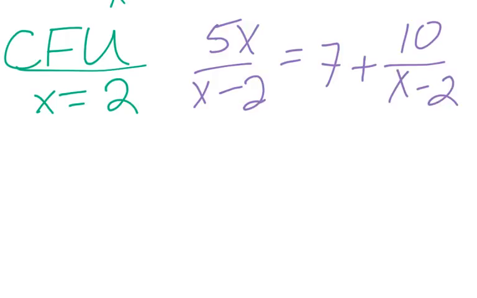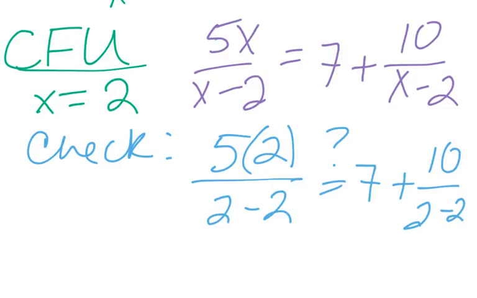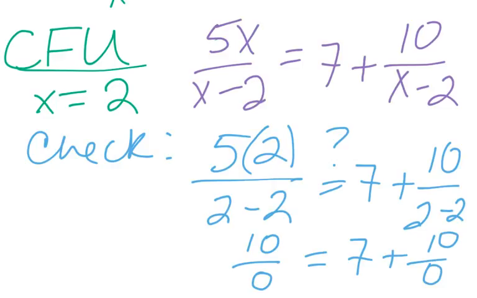When we go to do the check step, and I go to plug this in, I have 5 times 2 over 2 minus 2, and we're testing, is that equal to 7 plus 10 over 2 minus 2? We get 10 over 0 equals 7 plus 10 over 0. Now these things are obviously not equal, but the bigger problem is that you have a denominator of 0. If you ever do your check step and get a denominator of 0, you know that the solution does not work. You can't ever have a denominator of 0.